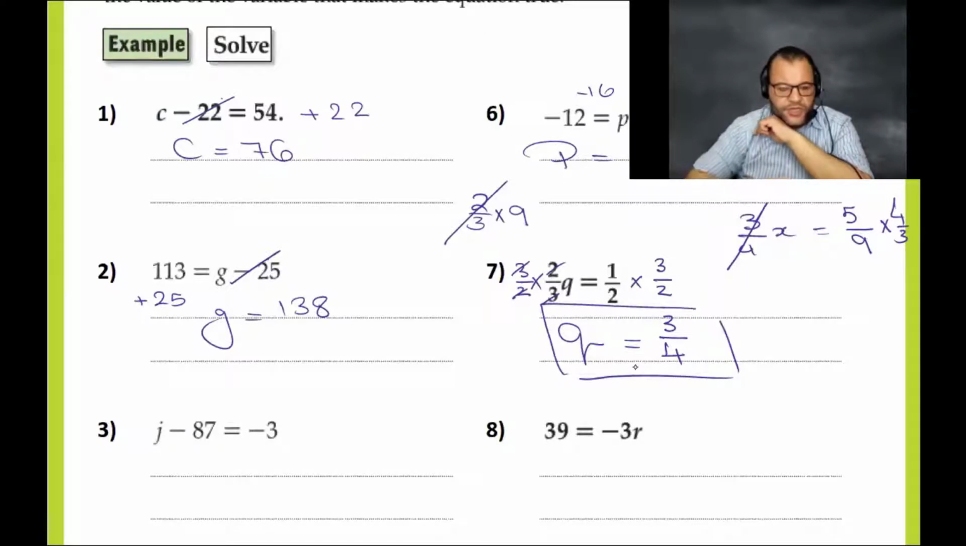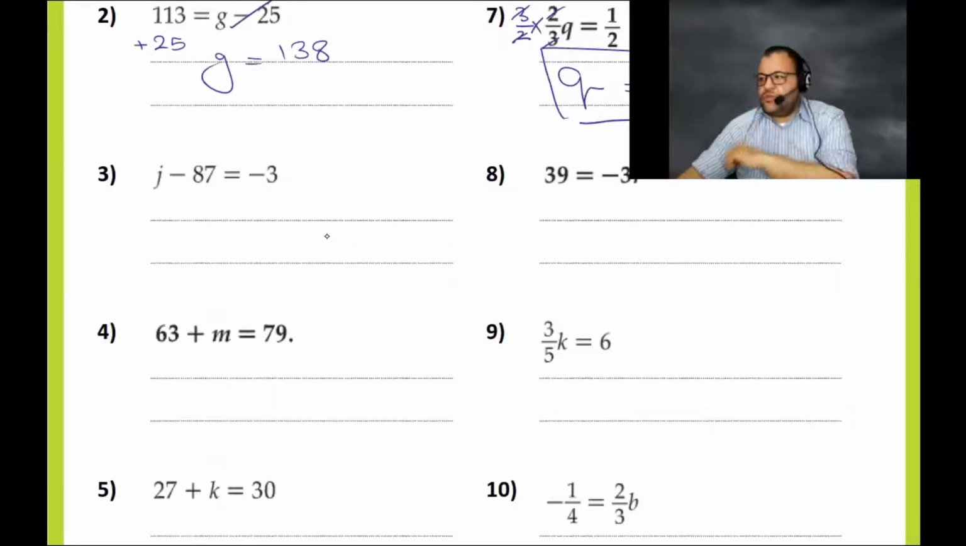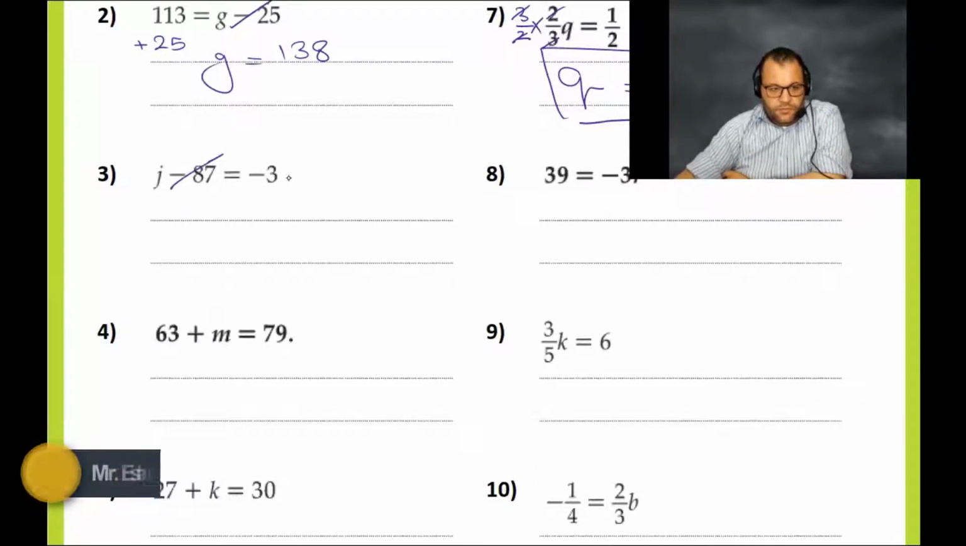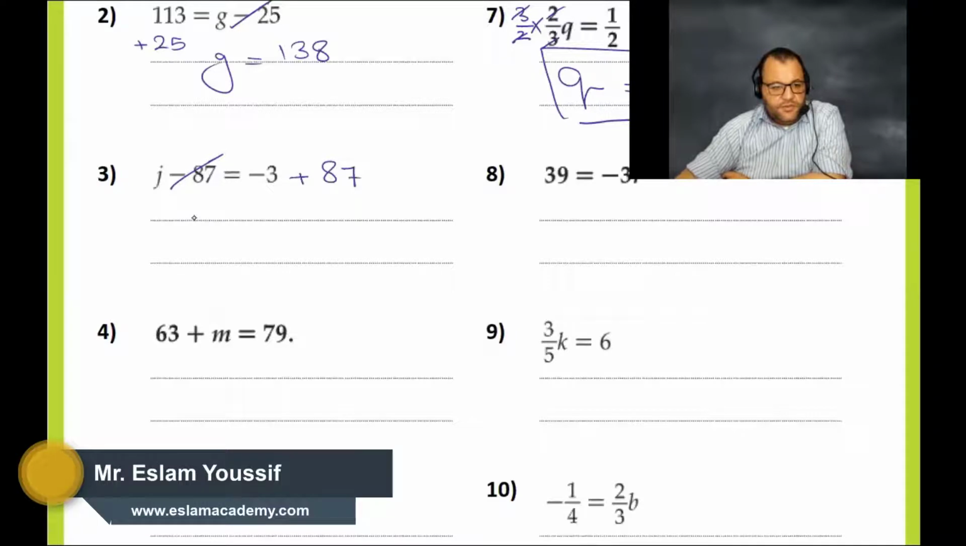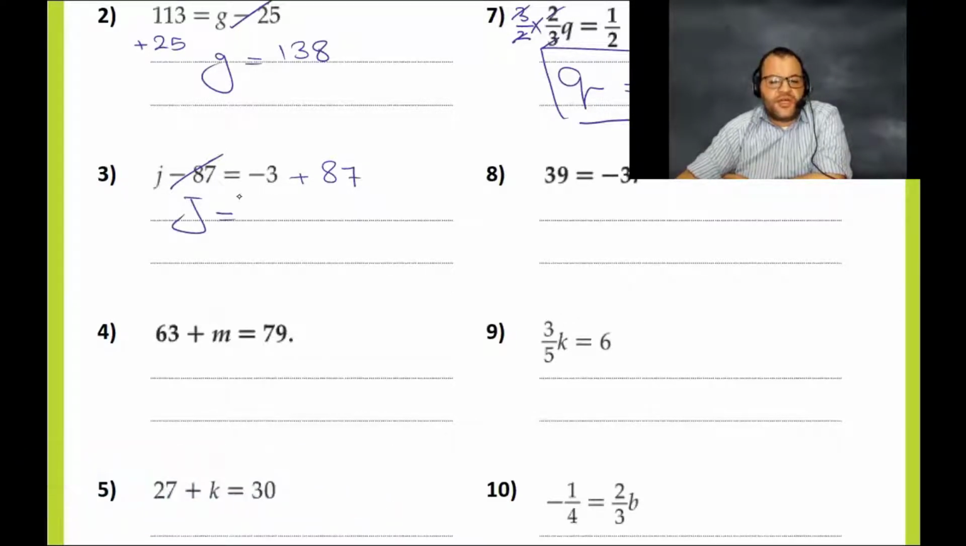Now question number 3. How can we solve question number 3? You add 87 to negative 3. The two numbers have the same sign or different sign? Different sign. It means write the sign of the greatest number. The greatest number is positive, so the answer will be positive. Then subtract, 87 minus 3, which is 84.